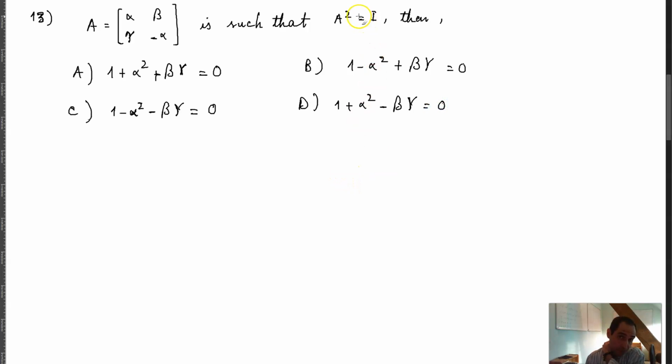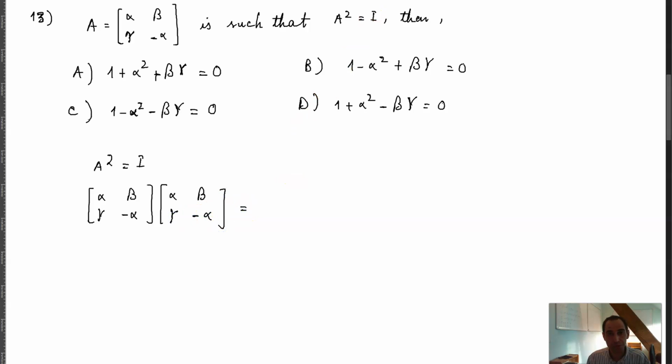So we have A squared is equal to I. Of course, if A squared is equal to I, that means A times A, which means alpha, beta, gamma and negative alpha times itself, alpha, beta, gamma and negative alpha, is equal to I, which is equal to 1001.